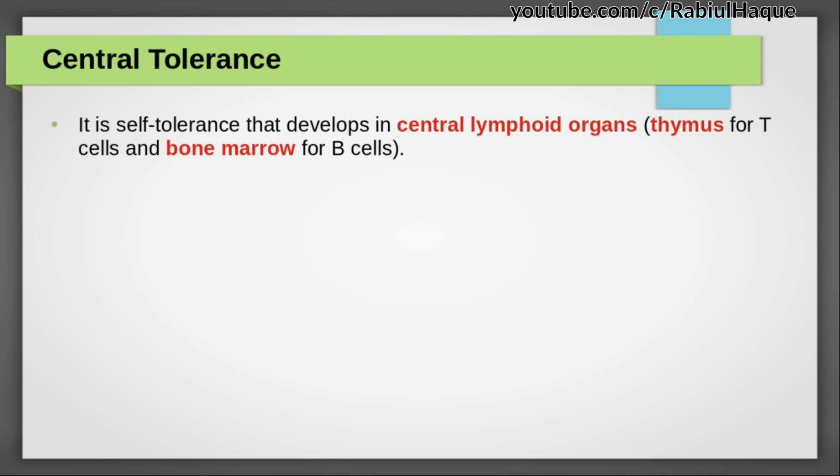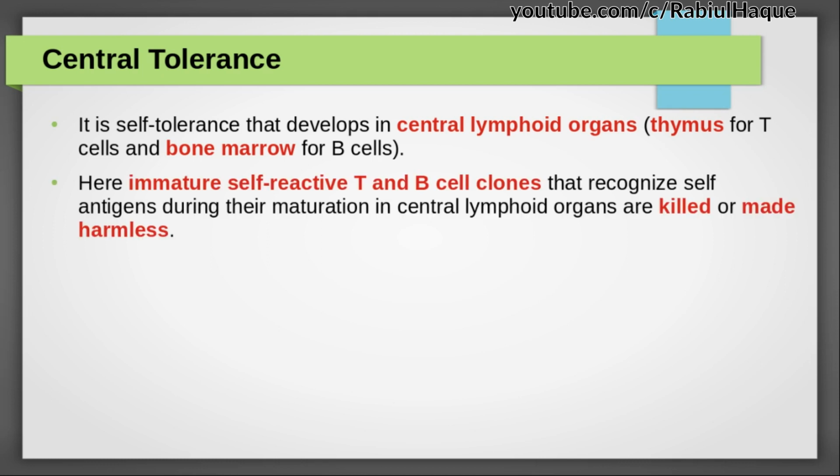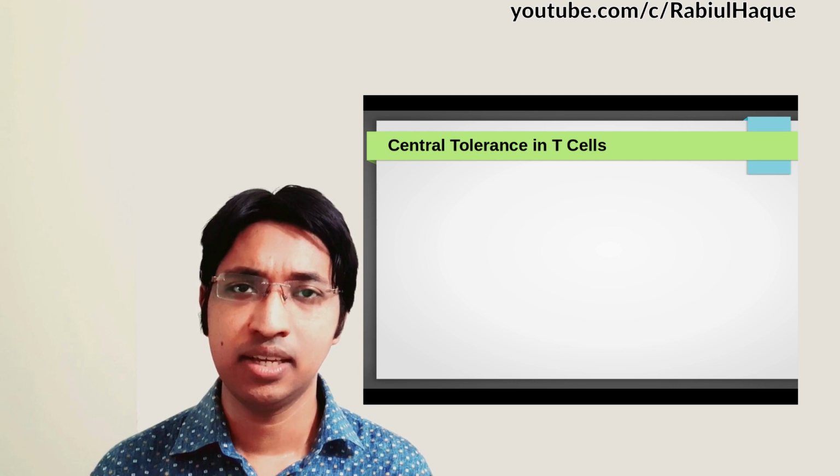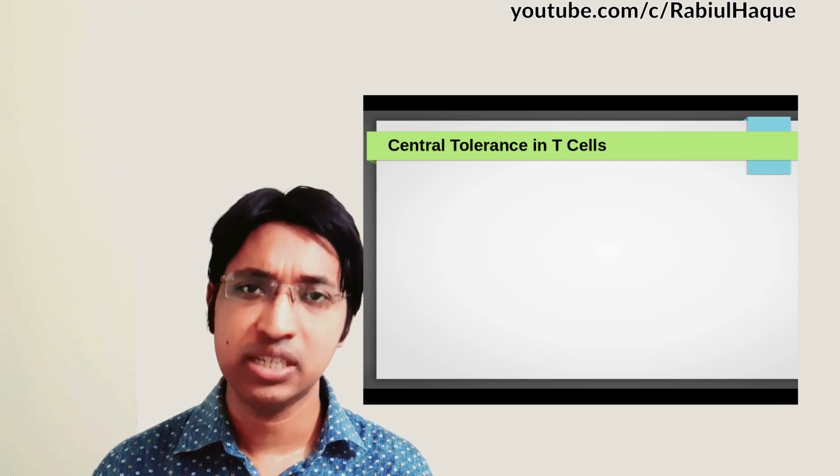Now, whenever you mention this term, central lymphoid organs, the examiners are very fond of asking you what are the central lymphoid organs or primary lymphoid organs. And always remember, thymus and bone marrow are our central or primary lymphoid organs. So, self-tolerance that develops in central lymphoid organs is known as central tolerance. Here, immature self-reactive T and B cell clones that recognize self-antigens during their maturation in central lymphoid organs are killed or made harmless. So now let's talk about central tolerance in T cells.